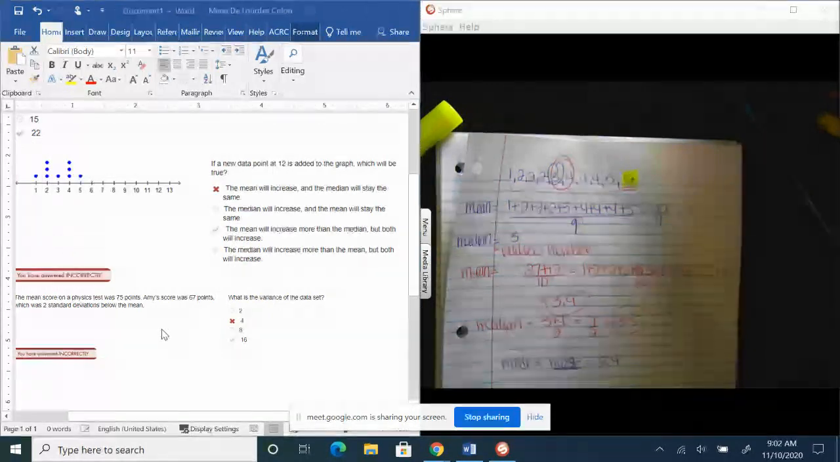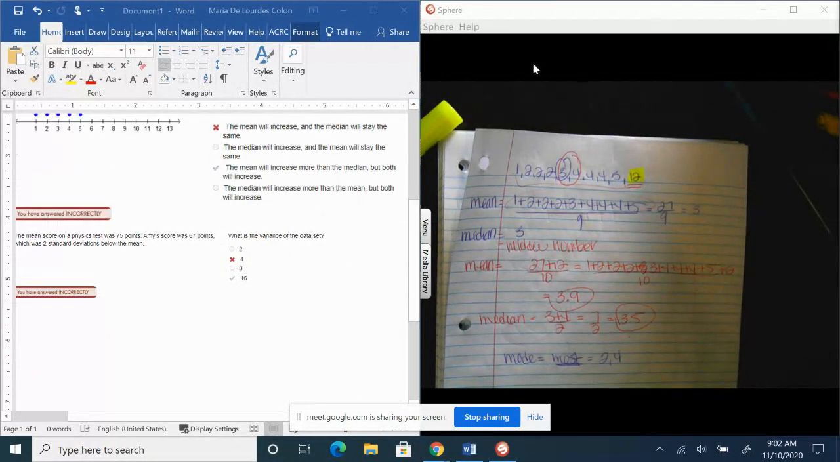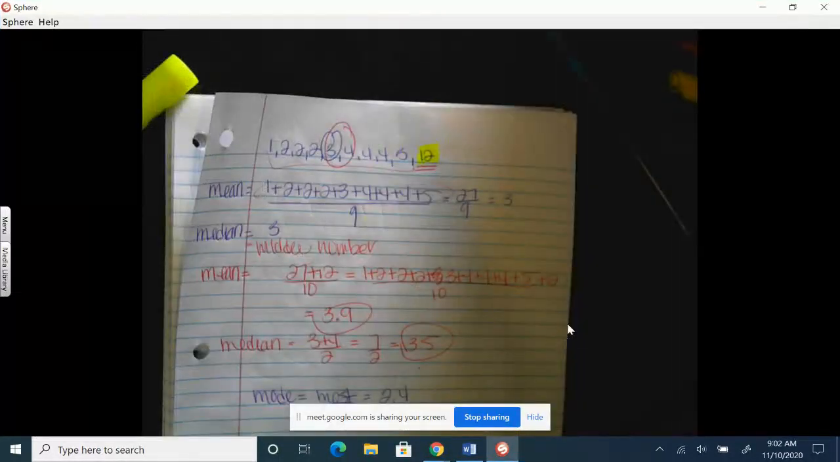Now, regarding standard deviation, I'm going to ignore this for now. Let me make this bigger. I want you to look at my paper. So regarding standard deviation, they might have referred to it in your lesson as normal distribution. So normal distribution is bell curved, and it looks something like this.